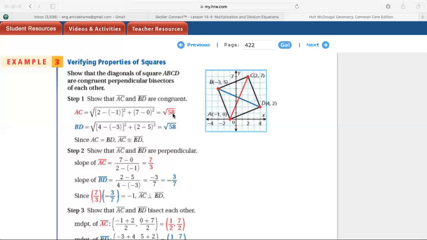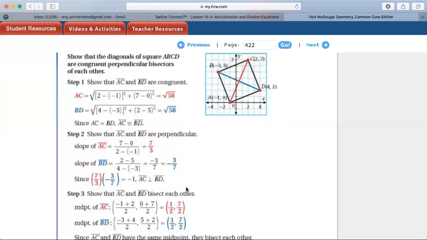So now I proved that they are congruent by finding the measure of each diagonal, and the measure of each one is equal to the other. How did I prove that they are perpendicular? By getting the slope of each diagonal. The slopes are inverse, even in sign, so when I multiply the two numbers, I got negative 1.